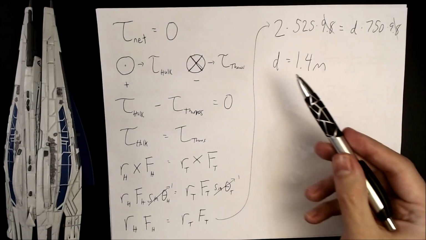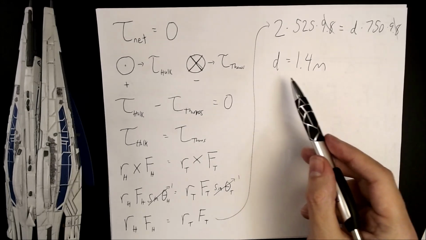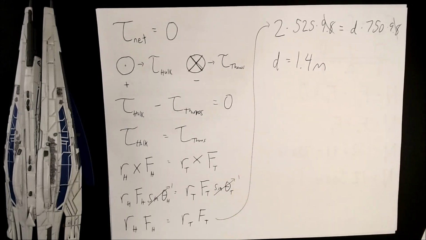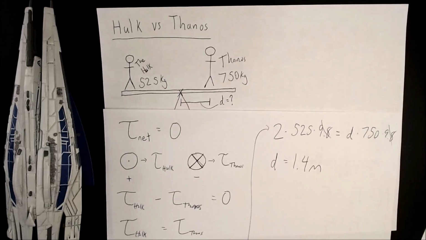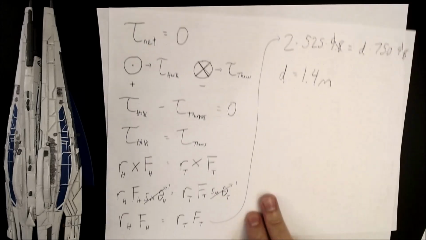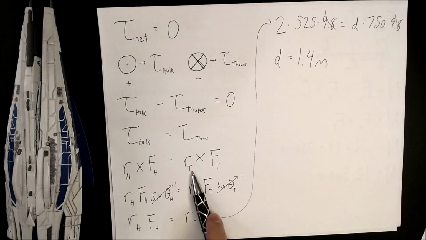When we did this and found how far away Thanos needs to stand in order to keep everything perfectly balanced, there's something that I did that I didn't even mention to you, and many of you probably didn't even notice. And that's okay, because what I did was pretty self-explanatory. I chose this radius here and here to be based on the distance to the pivot point. There's the pivot point, and how far each person is from that pivot point.